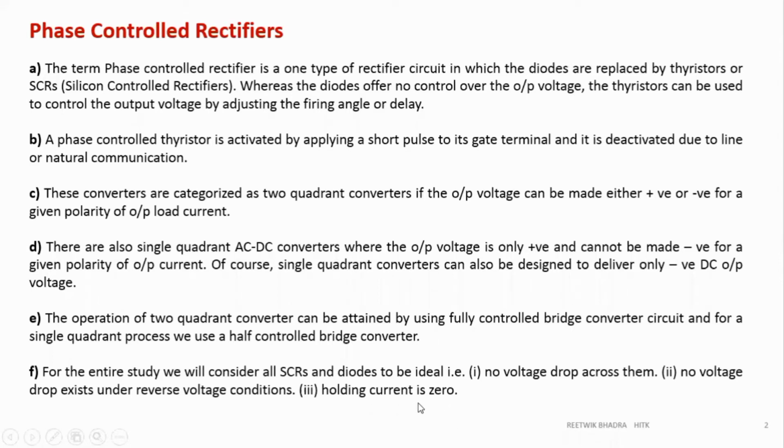Holding current: you have heard that in order to turn the thyristor off, we have to reduce the current below the holding current. Then only the thyristor will be off. So we are considering the holding current to be 0. If my current becomes just negative, maybe minus 0.000001, a small point beyond 0, it will turn off. That is what I am taking over here. So holding current is 0 over here.